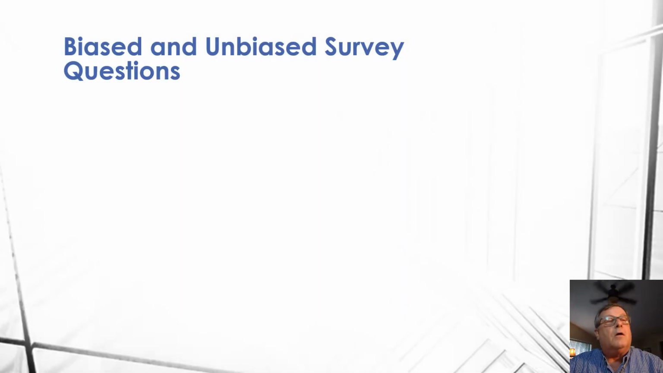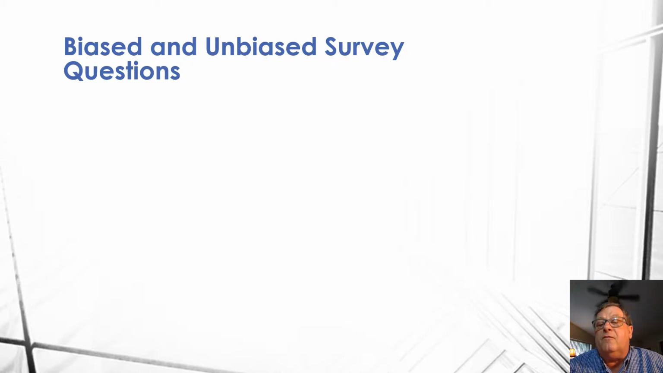A few minutes ago, we talked about bias that can occur in samples, biased and unbiased samples. And now we're going to take a look at biased and unbiased survey questions. Of course, survey is one of our three study techniques. We've got a survey, we have an observational study, we have an experiment. And when we design a survey, it is possible to introduce bias.